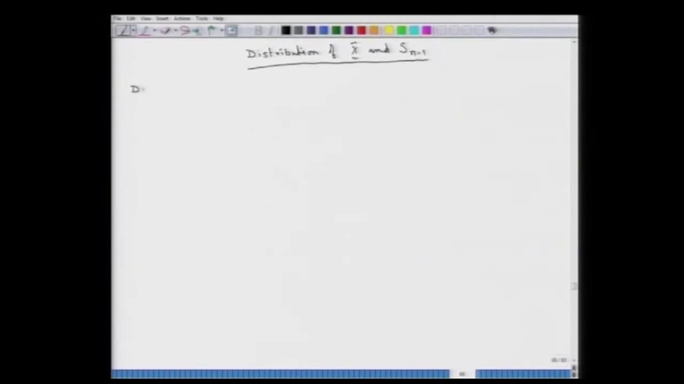First, let us concentrate on the distribution of this x bar random vector. The x bar random vector is based on a random sample of size n, so it is given by 1 upon n summation x i, where the summation is from 1 to n. The x i components are the n random samples that are observed. So x 1, x 2, x n is a random sample from a p-dimensional multivariate normal distribution with the mean vector mu and covariance matrix sigma.